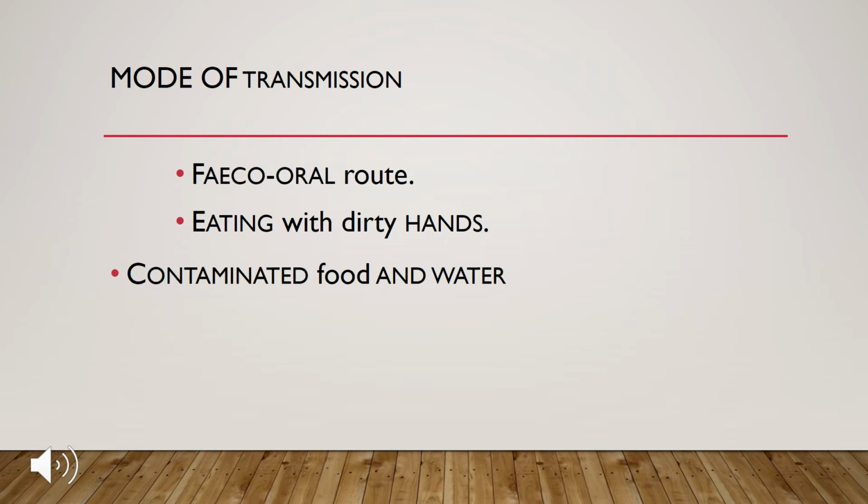Mode of transmission of amoebiasis, how actually you come in contact with this parasite. First is the fecal-oral route, second is eating with dirty hands, and third, contaminated food and water. If you're not washing your hands before eating, you may suffer from this disease. If you're drinking contaminated water or eating contaminated or stale food, you can suffer from this disease. So it is transmitted orally whenever you have contaminated food, contaminated water, or your hands are dirty and infected with the parasite.